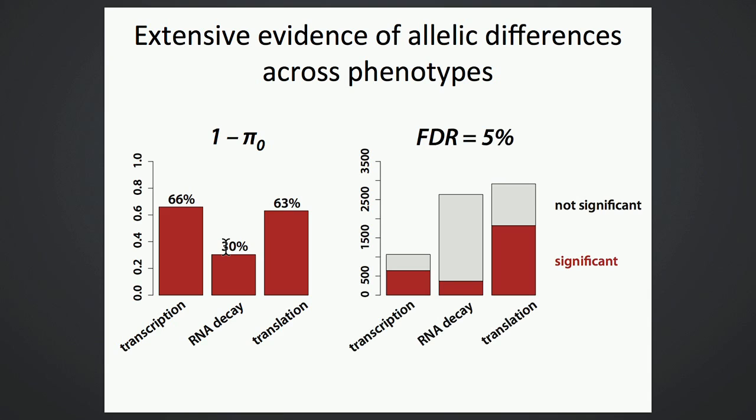Next slide, please. And then at a false discovery rate cutoff of 5%, I can identify exactly which of those genes that I assayed show those allelic differences. So for instance, for transcription, we were able to look at a little over 1,000 genes, and about 650 of those I can identify as having allelic differences in transcription.